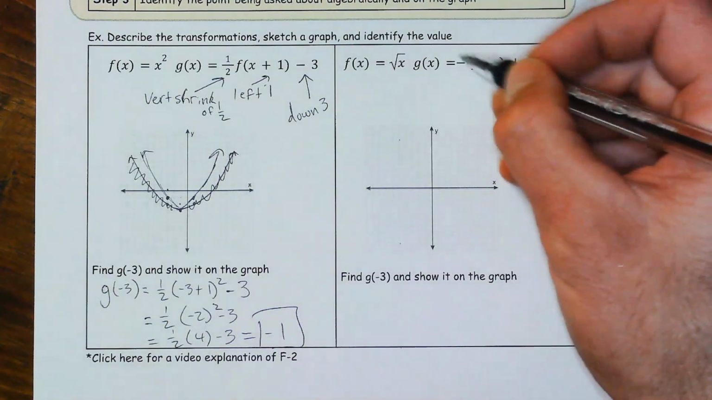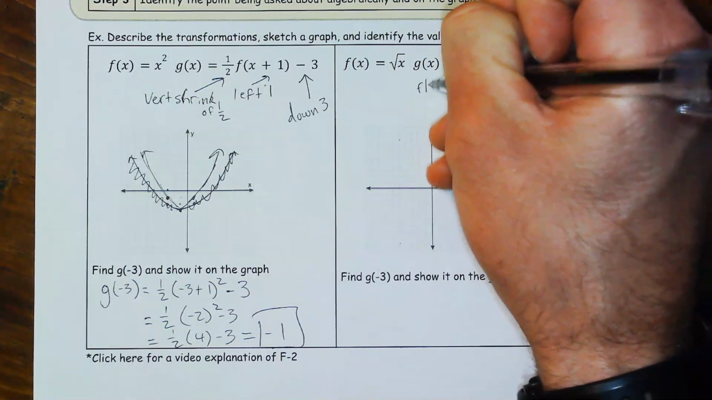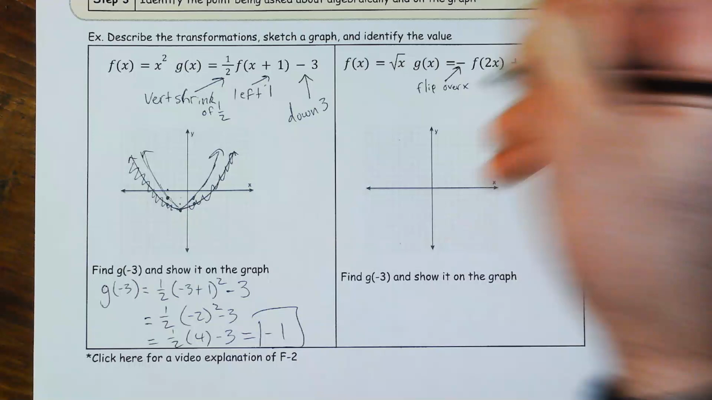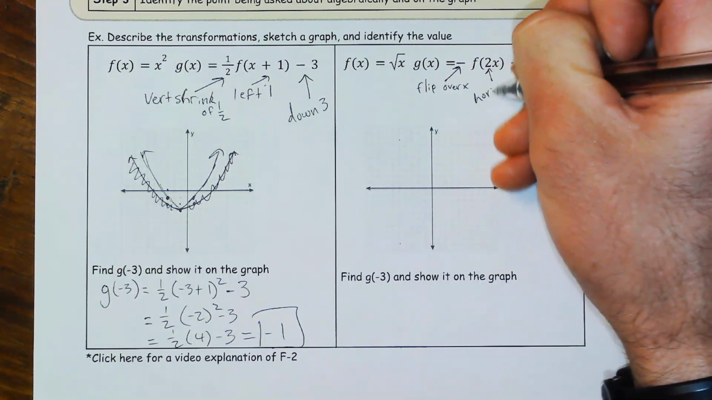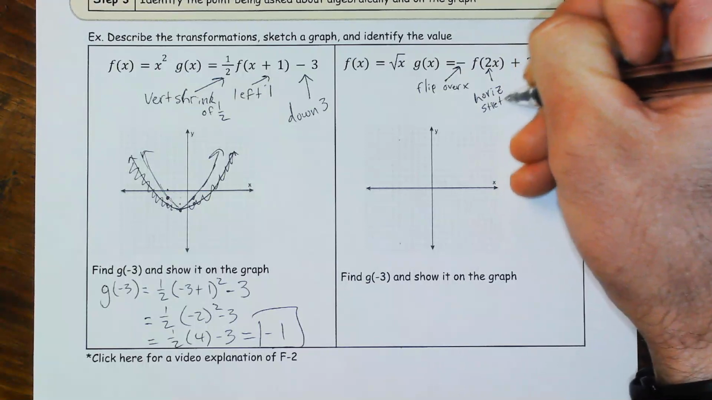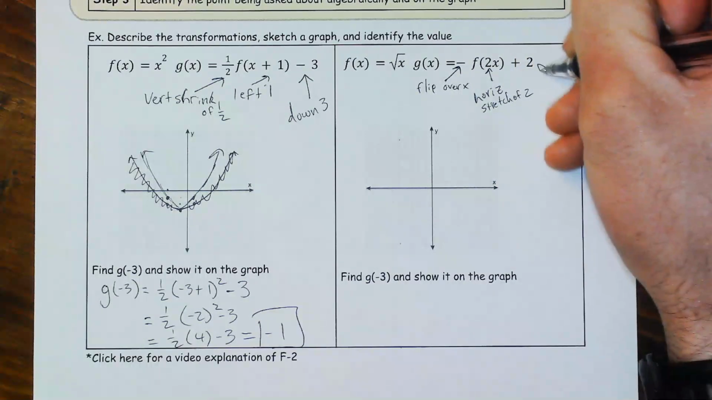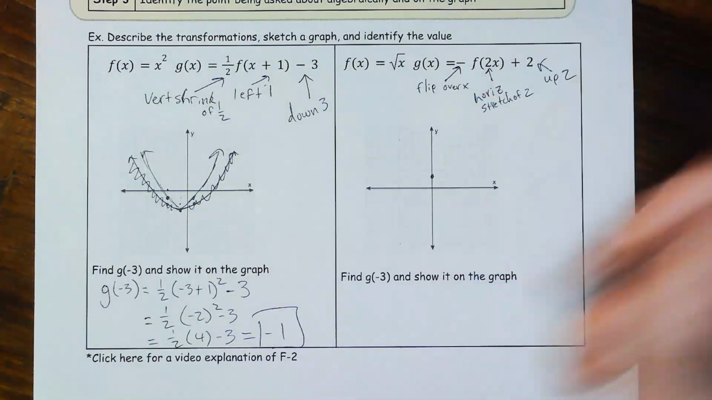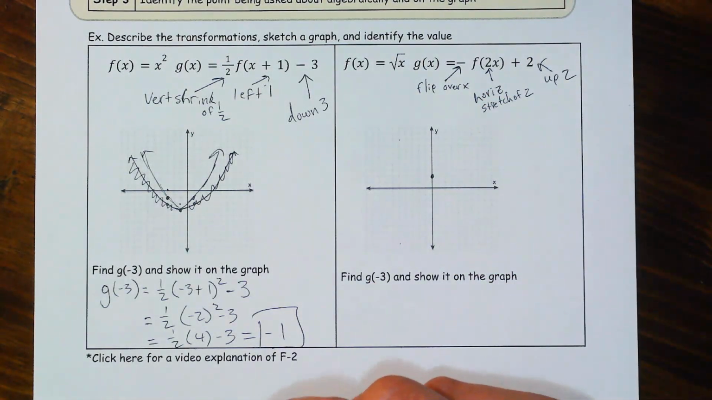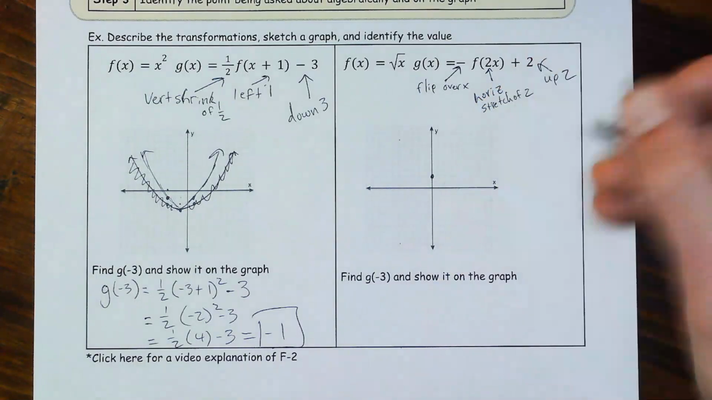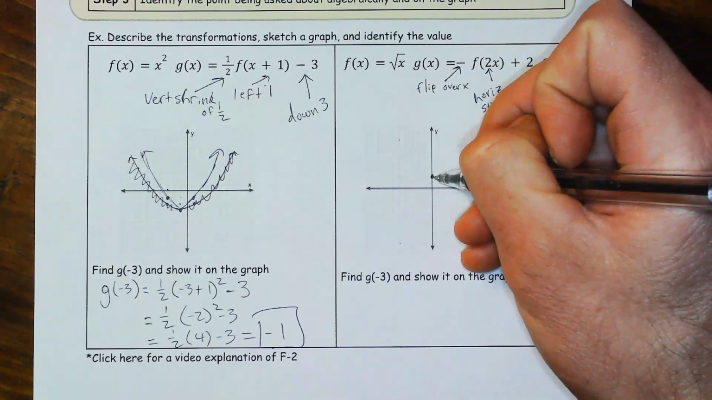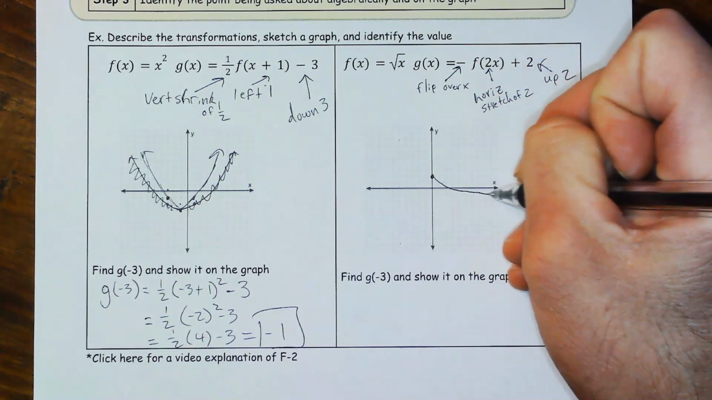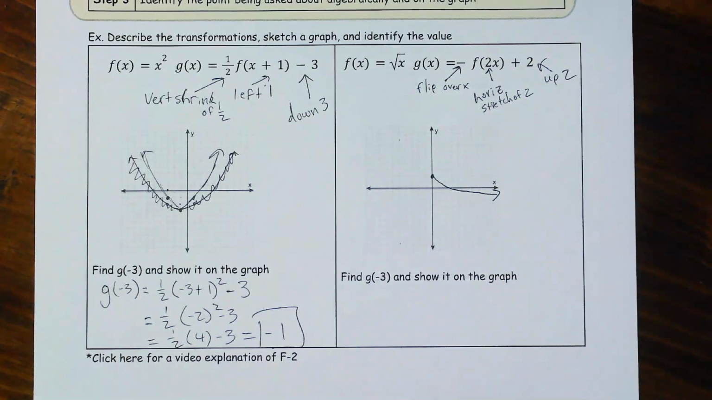The negative out front is going to flip me over the x-axis. This is going to be a horizontal stretch of 2. And then this guy is up 2. So those are my transformations there. If I was going to graph this function, I would go up 2, put my dot. And my horizontal stretch is just going to stretch me this way. So I'm going to end up looking something like this, just a little bit more steep than what it normally would look like, or a little bit more stretched horizontally.